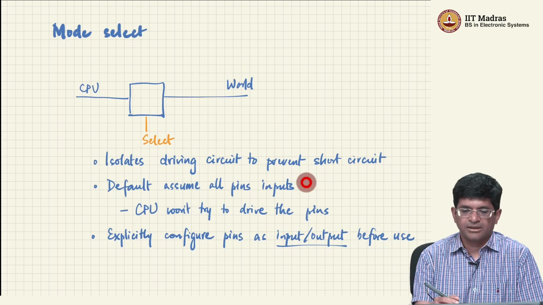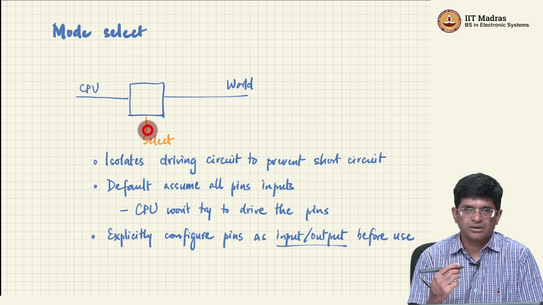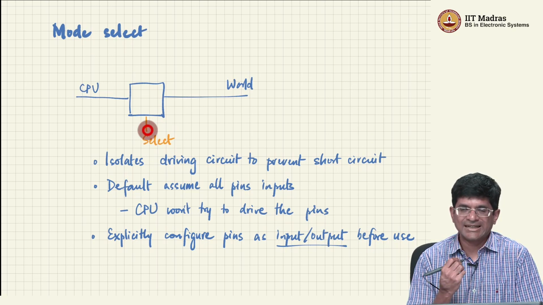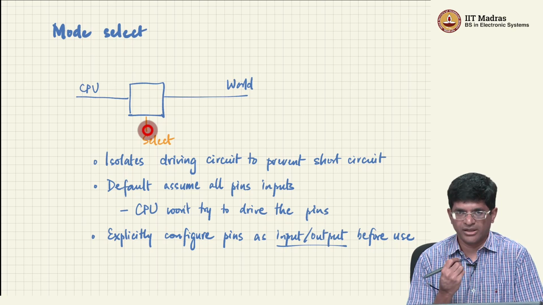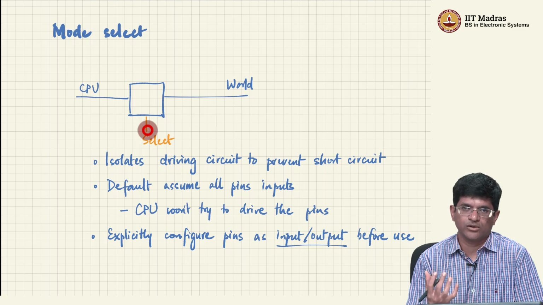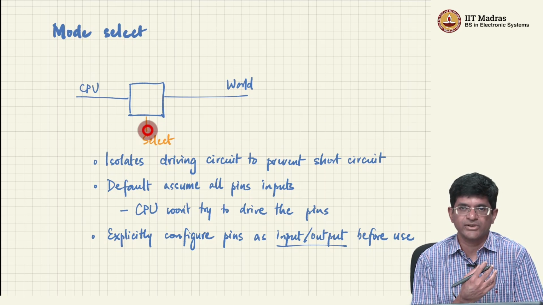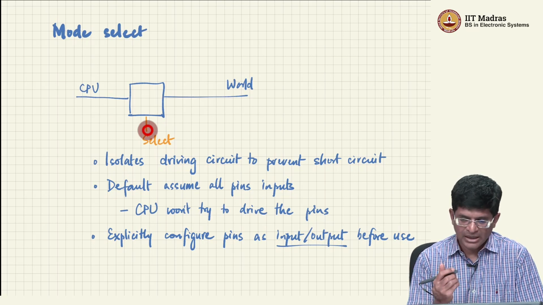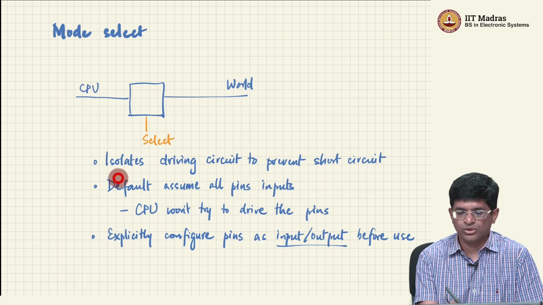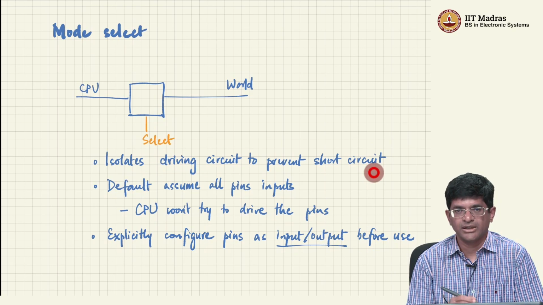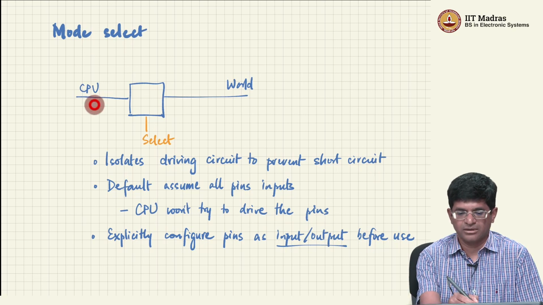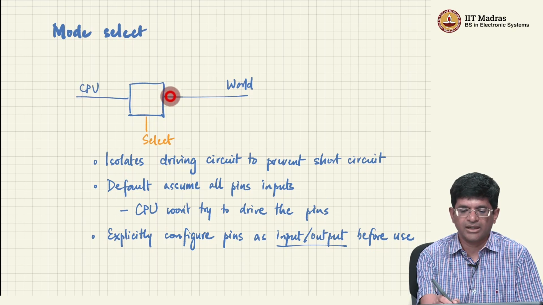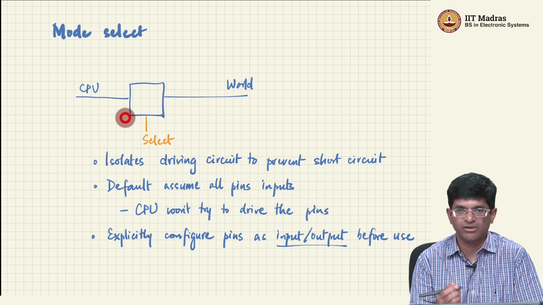The mode selection can be done using a value, right, which you can basically write into a particular address location or a register location, right. These are all called the registers of the CPU. They are not the same as the registers used for computation. They are actually registers used for setting various mode parameters. And what this allows us to do is isolate the driving circuit in order to prevent short circuits, right. Basically we can make sure that at any point over here, either the CPU or the outside world is allowed to drive onto this particular signal, and they are not going to cause a short circuit by both trying to drive a wire.